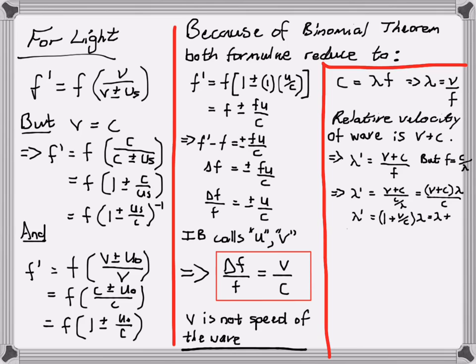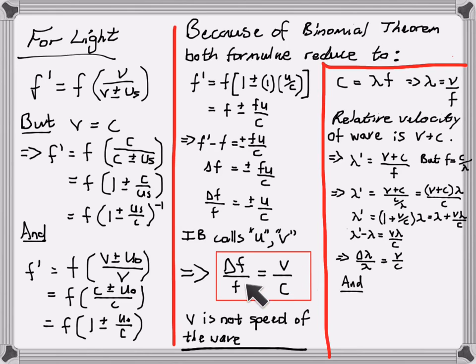And if I multiply that out, I get that lambda prime is equal to lambda plus v times lambda over c. And then I'm going to subtract lambda from both sides, so I'll end up with lambda prime minus lambda is equal to v times lambda over c, and therefore lambda prime minus lambda is just delta lambda. And if I divide by lambda, I get delta lambda over lambda is equal to v over c.